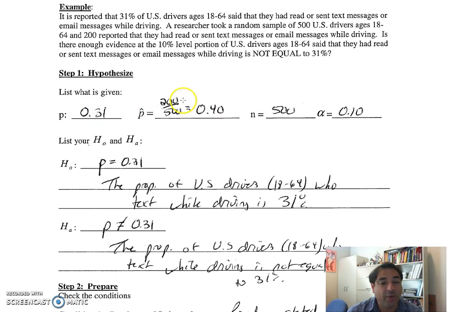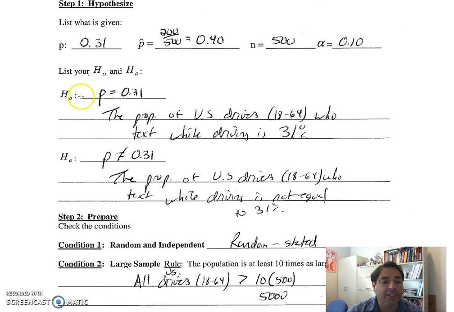Is that far enough away to say our claim is wrong? We'll see. Run the numbers. And this time alpha is 0.10, 10%, which means it's a little bit easier to reject than 5%. But still, be careful of what's given. So, H0: P equals 0.31. The proportion of U.S. drivers 18 to 64 who text while driving is 31%. HA: not equal to, again, given in the problem, the proportion of U.S. drivers 18 to 64 who text while driving is not equal to 31%.